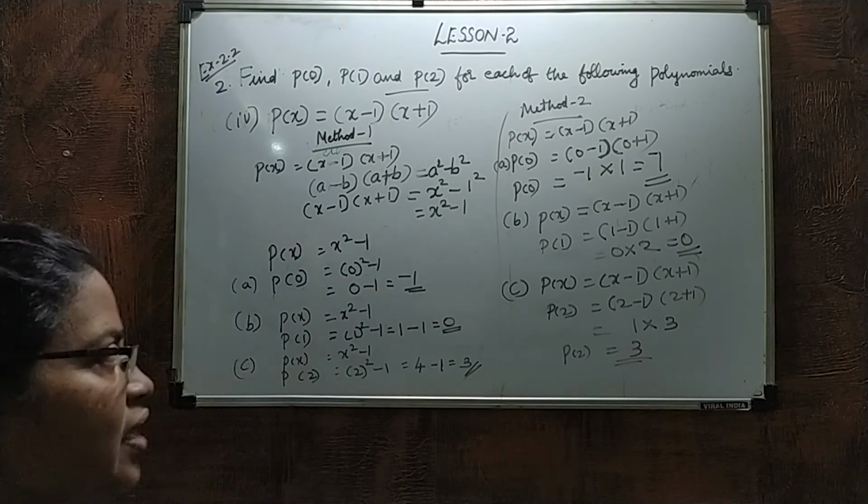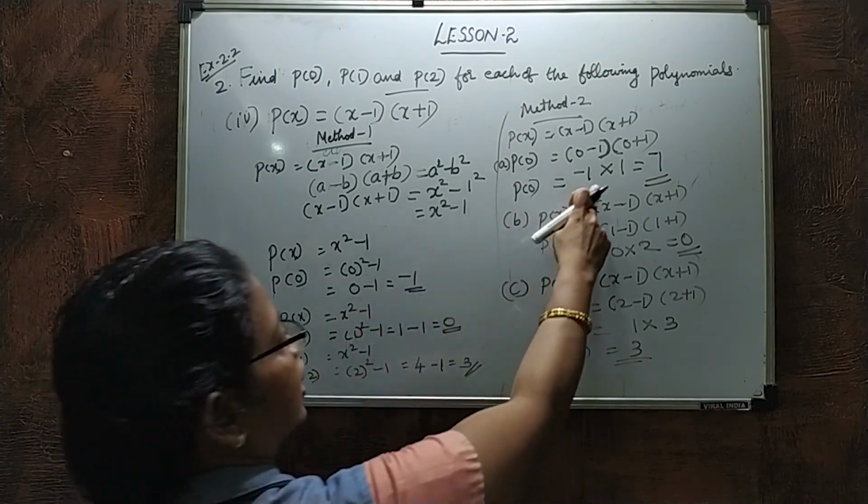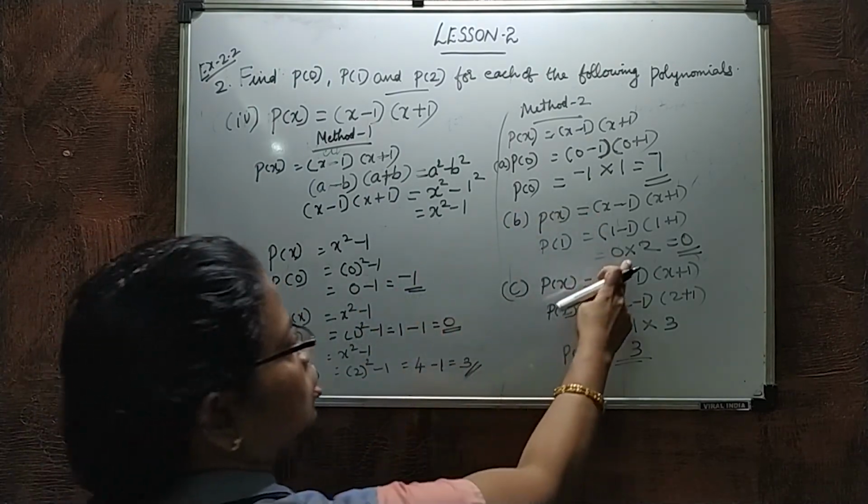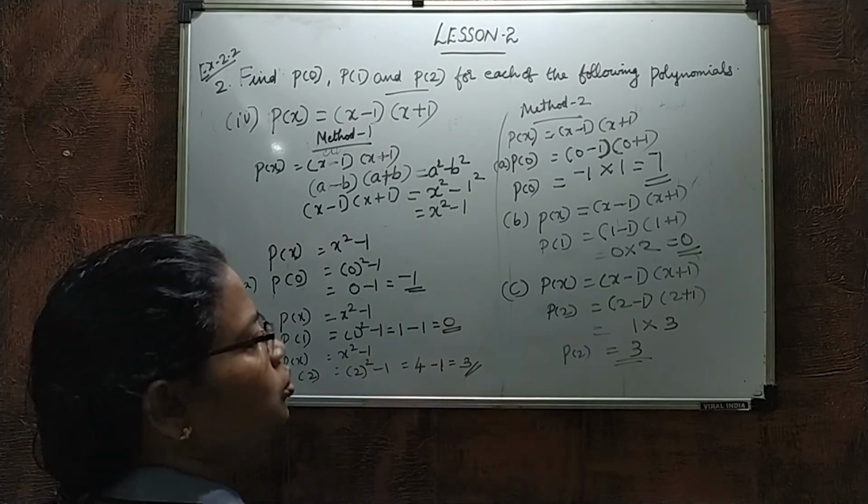Just find out whether it is correct or not. P of 0 is equal to negative 1. P of 1 is equal to 0. P of 2 is equal to 3.